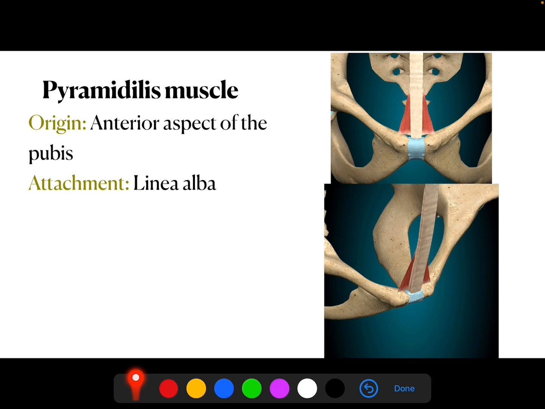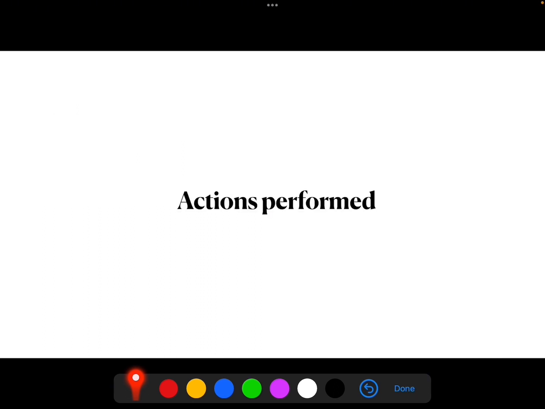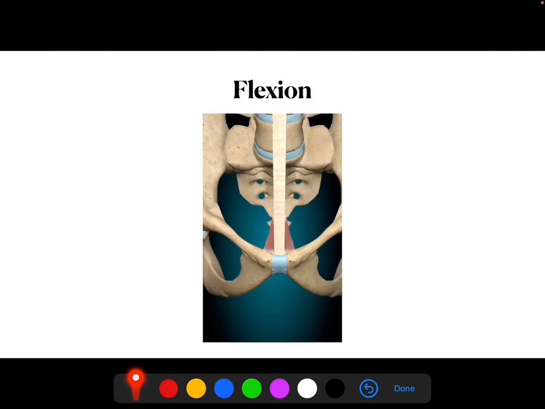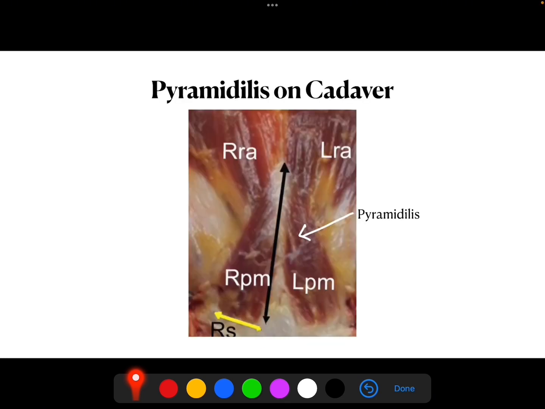Pyramidalis muscle. It originates at the anterior aspect of the pubis and attaches to the linea alba. Actions performed by this muscle are flexion, and this is what it looks like on the cadaver.